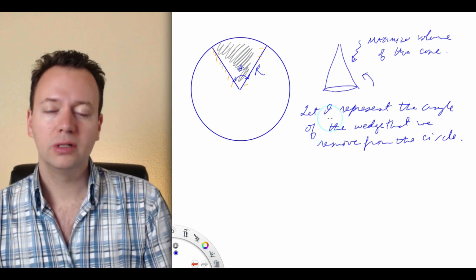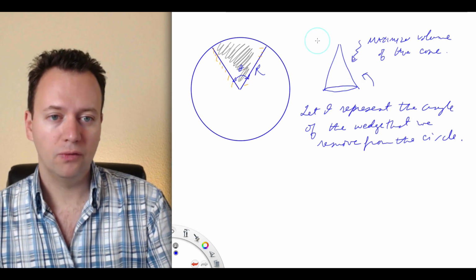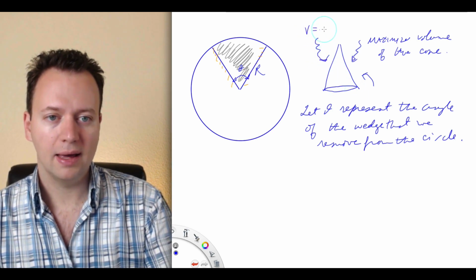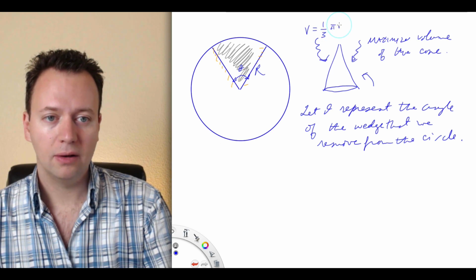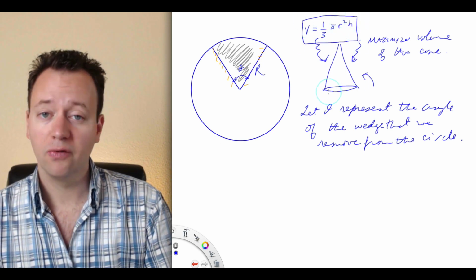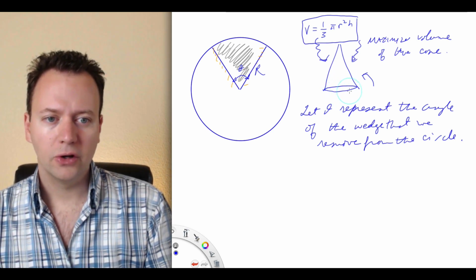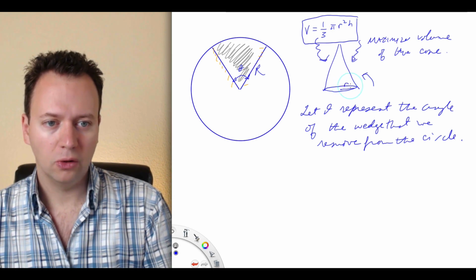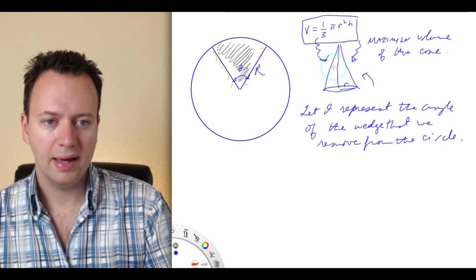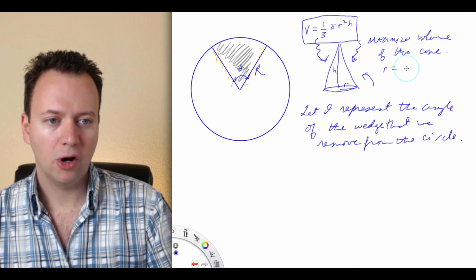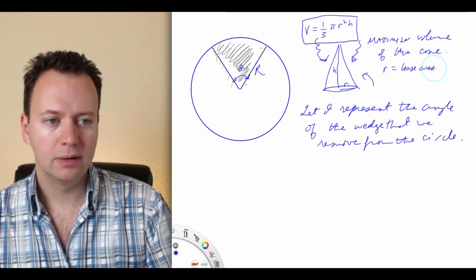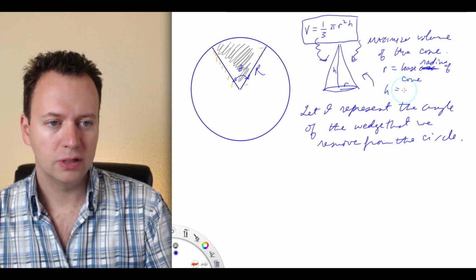Now, in order to come up with the volume of the cone, the volume is going to be given by 1/3 pi r squared h. So the volume of a cone is 1/3 of the base area times the height. So somehow, we'll call the base radius lowercase r, and then the height is h. So lowercase r is the base radius of the cone, and h is the height of the cone.